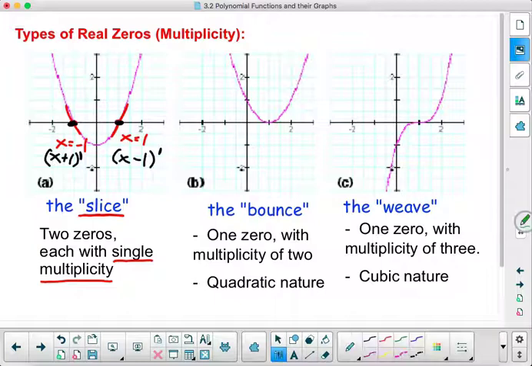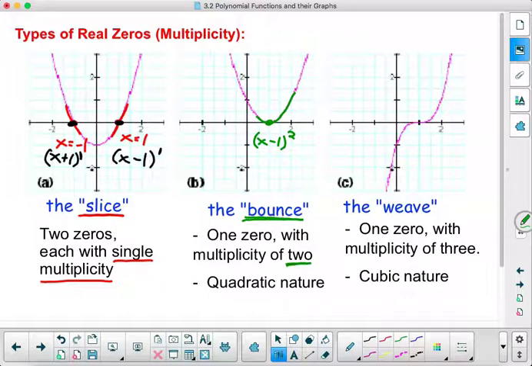Now that's different than the middle one, which I call the bounce. If you take a look at this graph, it's like a basketball here. It goes down and it bounces right here. It hits the axis and bounces up. That's a 0, and I'd write it as x minus 1 because it happens at 1. But because it bounces, that tells me that this 0 has a multiplicity of 2.